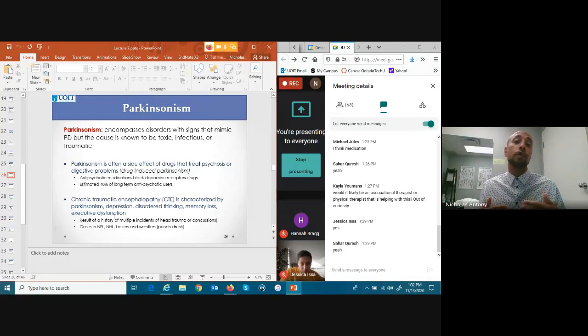So think of Muhammad Ali. That's not Parkinson's disease. That is Parkinsonism. The brain injury that he developed, or being punch drunk, is as a result of a breakdown of the basal ganglia area, and that leads to Parkinson-like symptoms called Parkinsonism. So those are just some terms. Okay, you guys okay with that?